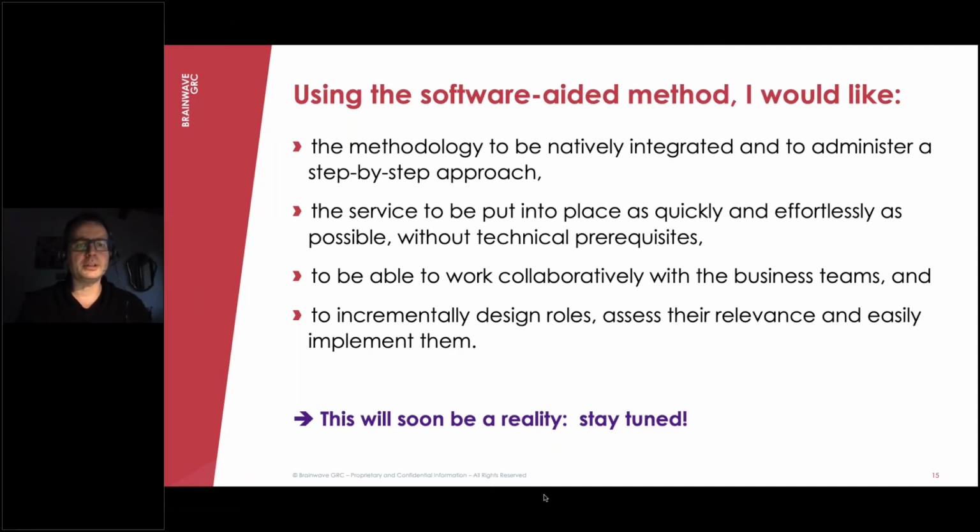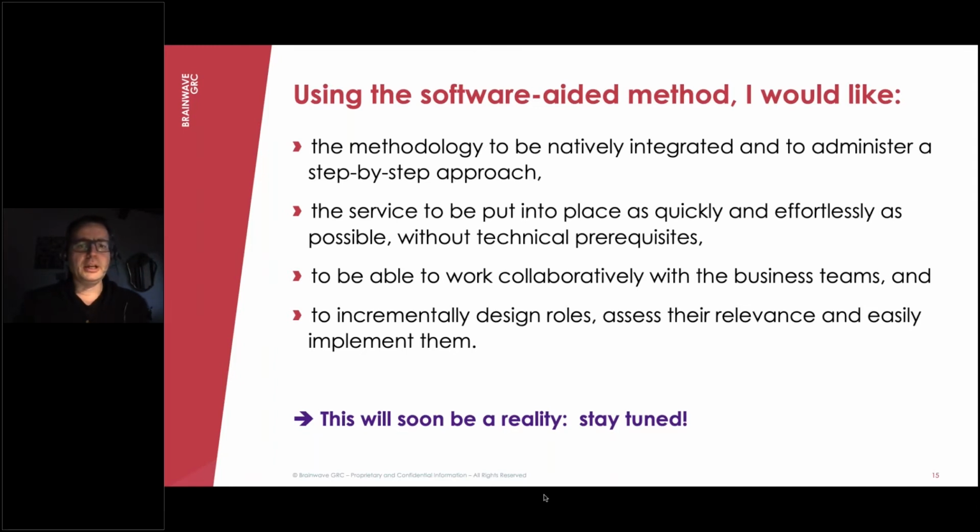This is also important to be able to lead a step-by-step role design and approval. Second thing, this service should be put in place as quickly and as painlessly as possible, in the sense that one would not want to have a 6-month integration project before being able to have the first roles being designed. So it has to be very quick, it has to be very straightforward without any specific technical prerequisites.